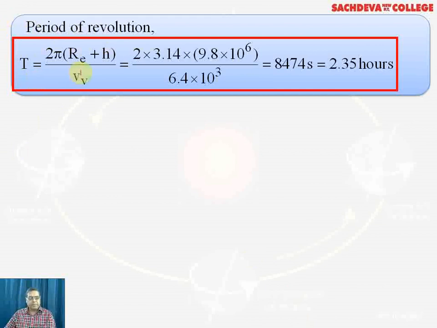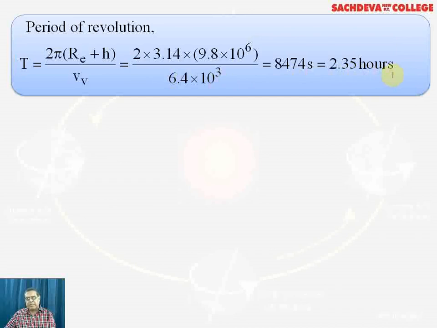Now, if you want to find the period of revolution, it should be 2 pi r over v. Here r will be Re plus h and v will be the orbital velocity. So we compute the values of pi, Re and h and divide by the orbital velocity, which is found to be 6.4 into 10 to the power 3 meters per second. And after the calculations, we find that it will become 8474 seconds or 2.35 hours. So if seconds are divided by 3600, we will get hours.